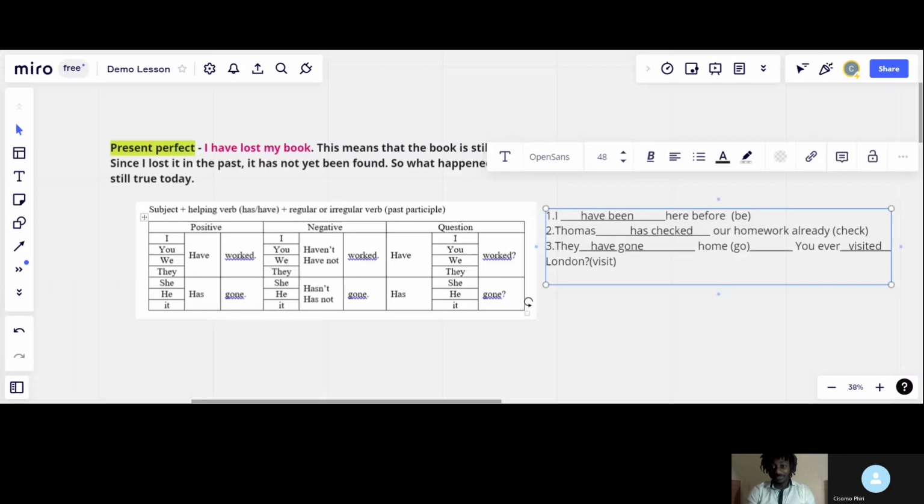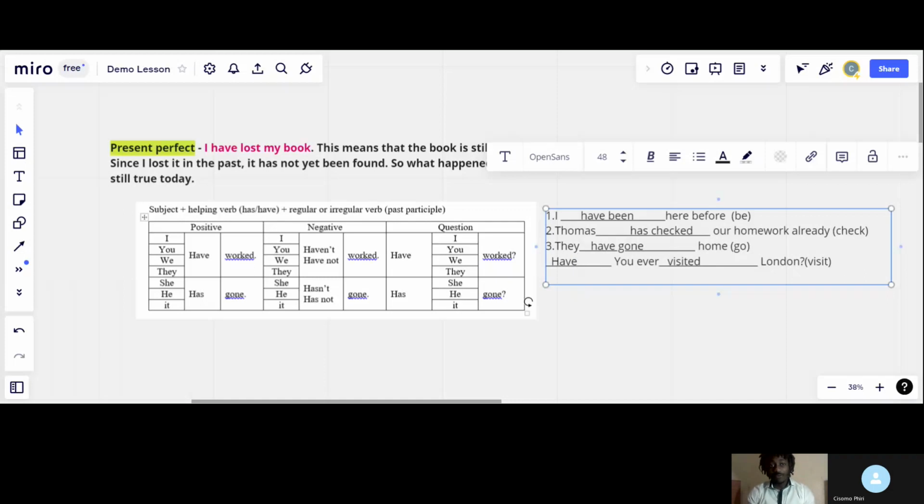Then there's a question here. Dash you visited London? Say, have you visited London? Can you identify the proper construction here? For a question, you start with the helping verb, then later you follow it with our very own regular verb, in this case, the past participle of a regular verb, visited.